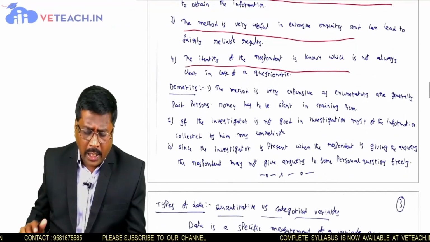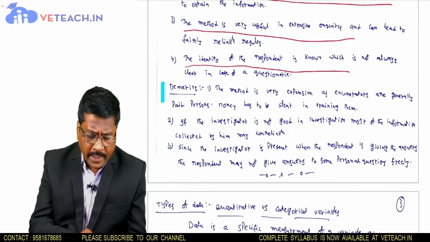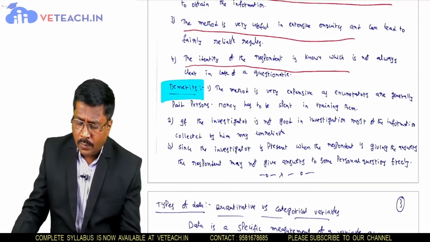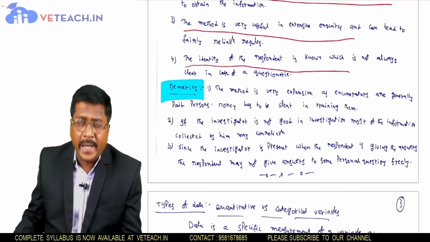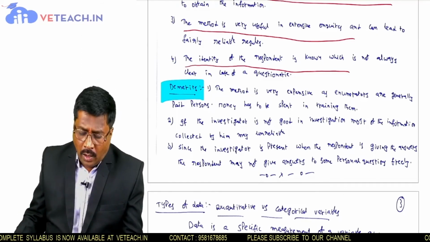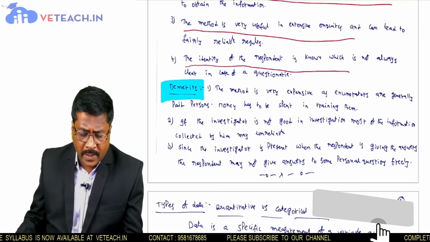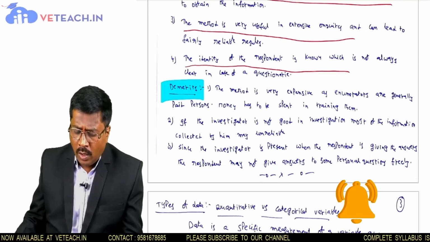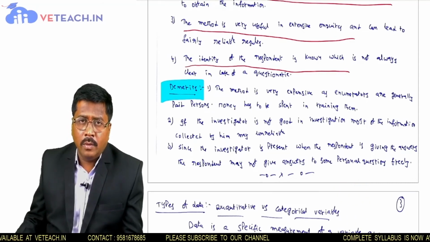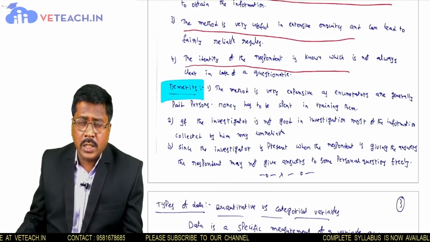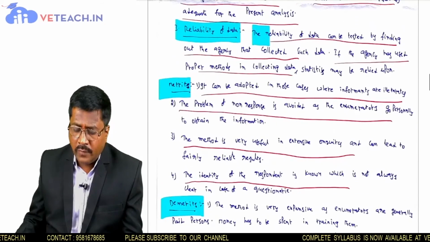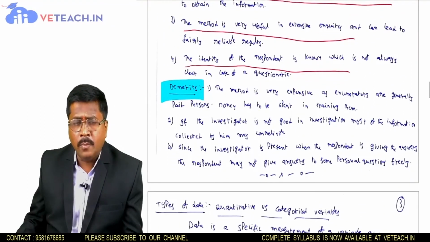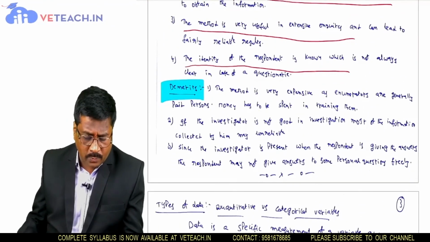Now, what are the demerits? The first demerit is that the method is very expensive, as enumerators are generally paid persons. Because the enumerators have to be paid, it is very expensive. Money has to be spent, and also on training them. We have to train the investigators, and after that they will go and collect the data. This is a time-consuming process and also a money-wasting process.